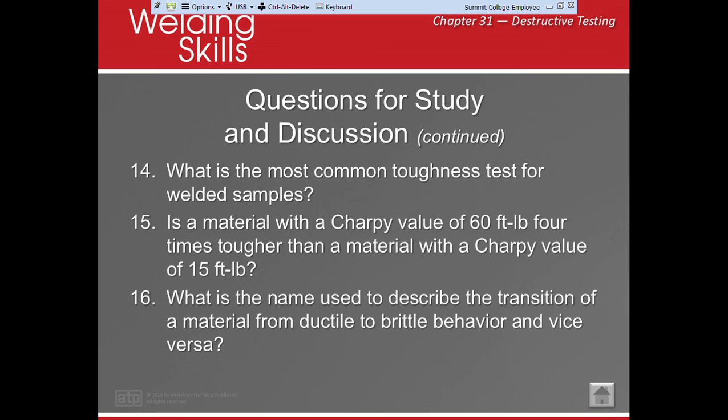So what is the name used to describe the transition of material from ductile to brittle behavior and vice versa? Well, when we're having that transition, hot to cold, cold to hot kind of thing is pretty much how they're describing it. It's called nil ductility transition or nil ductility, okay?